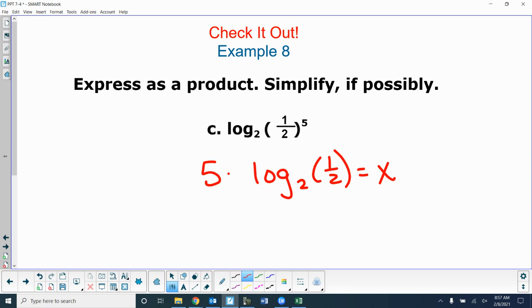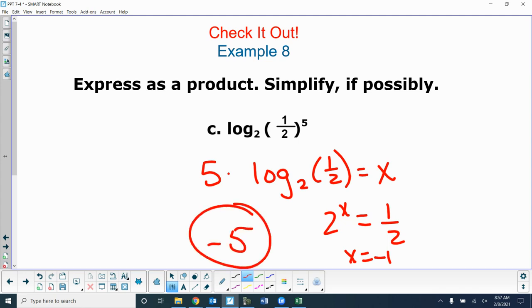So 2 to what power is 1/2? -1, you're getting the idea, right? 1/2 is 2 to the -1 power. So what's my answer? -5. 5 times that -1. Okay? Making sense? Great. Making sense?